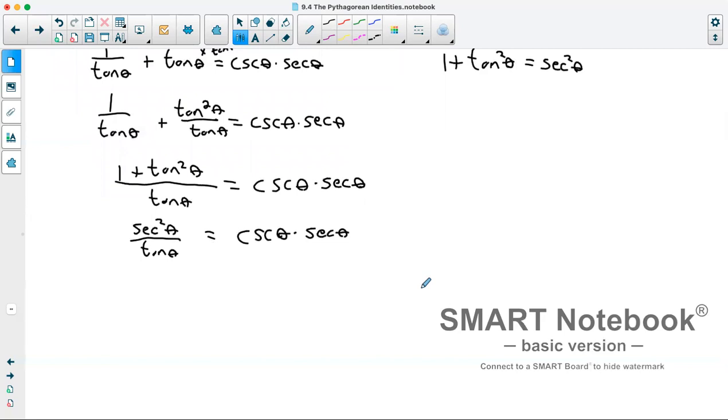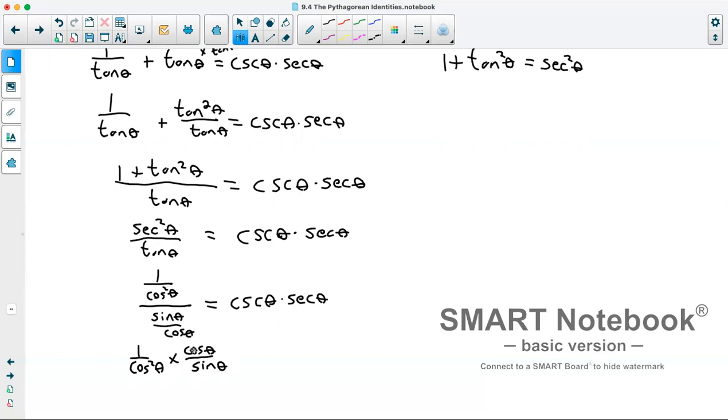Now secant, we know, is 1 over cos. So if we have secant squared, that's 1 over cos squared theta. And then I'm going to change tan in terms of sine and cos. Tan is sine theta over cos theta, equals cosecant theta times secant theta. Now, if I'm dividing a fraction by a fraction, that means we can multiply by the reciprocal. So we've got 1 over cos squared theta times cos theta over sine theta. So one of these coses will cancel out with one of these.